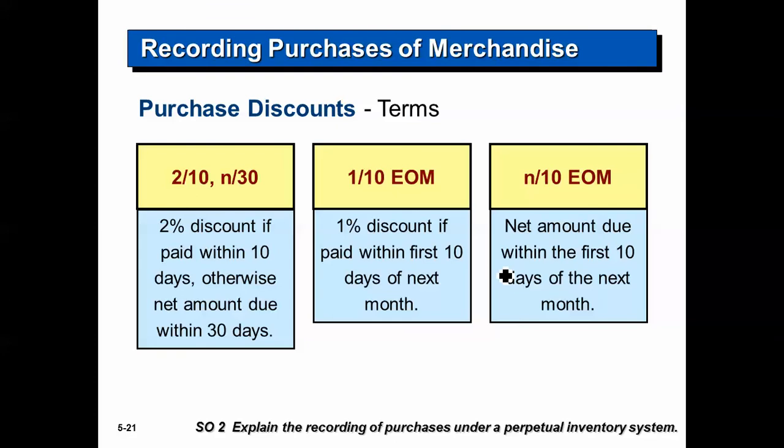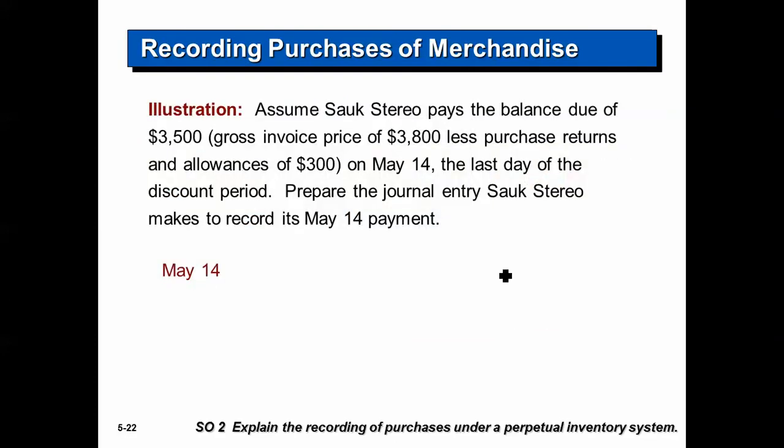N/10 means the new net amount is due within the first day of the next month. Okay, assume the stereo pays the balance due of 3,500. Remember, the gross invoice price was 3,800 less purchase returns and allowances of 300. So they owe them 3,500 on May 14th, the last day of the discount period.